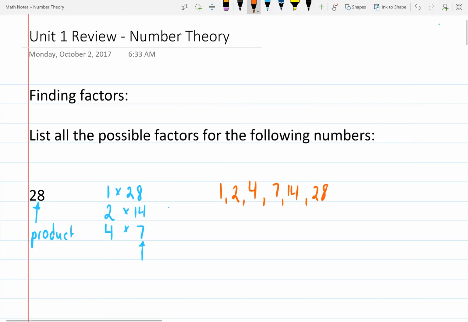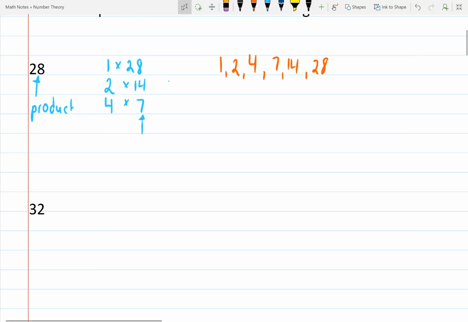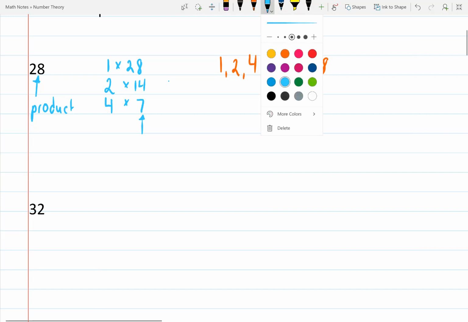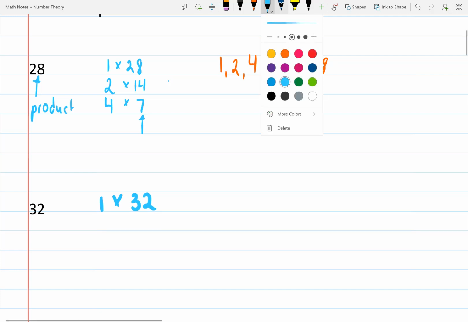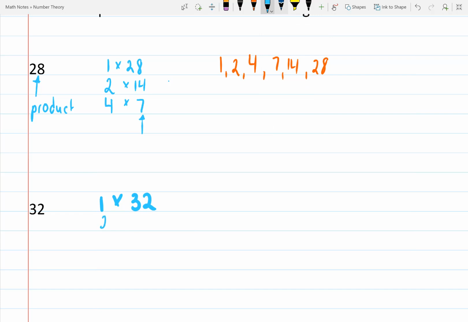Now, if I move down to the next question, let's look at 32. The same thing as 28, you're going to start at number 1 and multiply it by the number itself, which is 32. 1 times 32. You can always start with 1 and itself. Now 32 is an even number again, so we know that 2 is a factor of 32. So you would write 2 times 16. Those are 2 more factors of 32, or a factor pair.